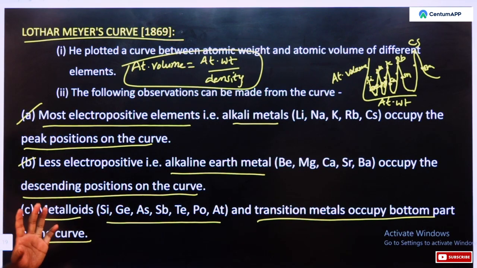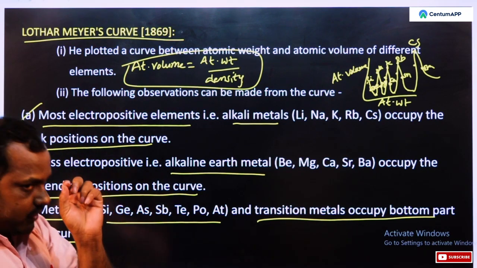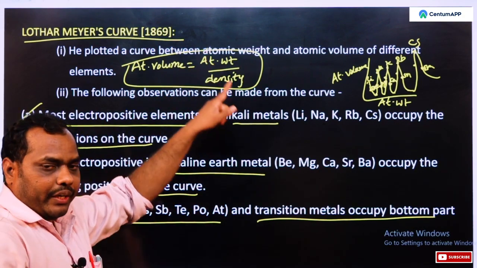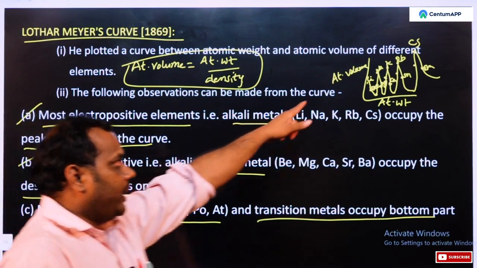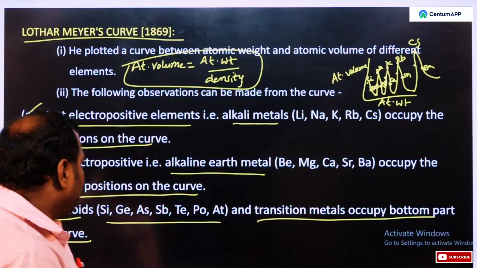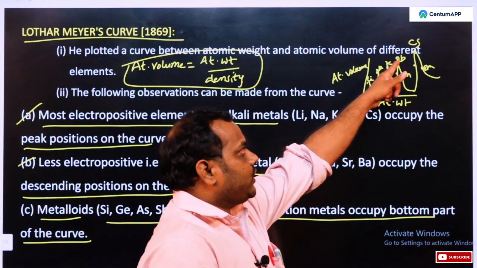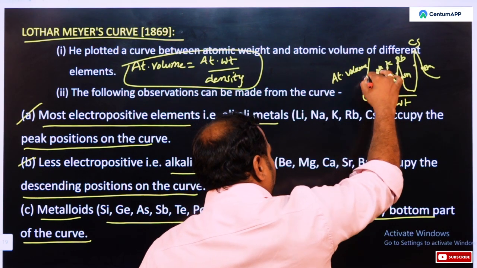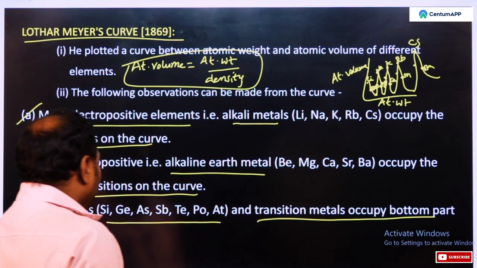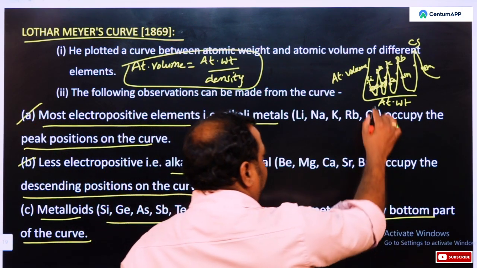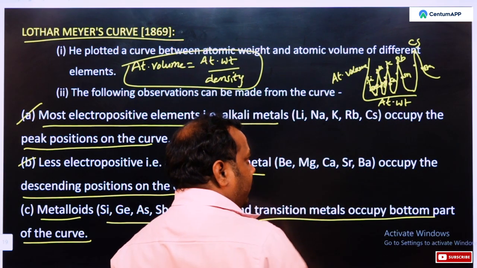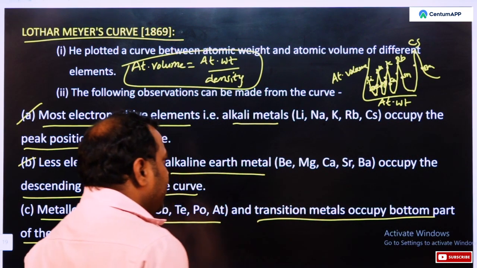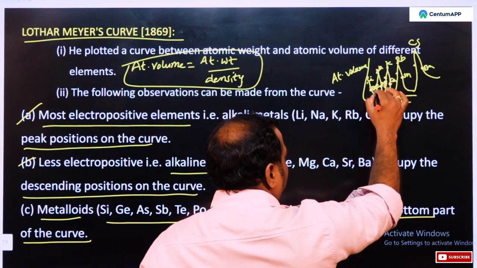Here, observe three points. The Lothar Meyer classification is based on atomic volume. What is atomic volume? It is atomic weight divided by density. The graph is drawn between atomic volume versus atomic weight. First A group elements are called alkali metals, and they occupy the maximum peak. Next, the less electropositive elements, the alkaline earth metals, that is second A group elements, occupy the descending position of the curve.